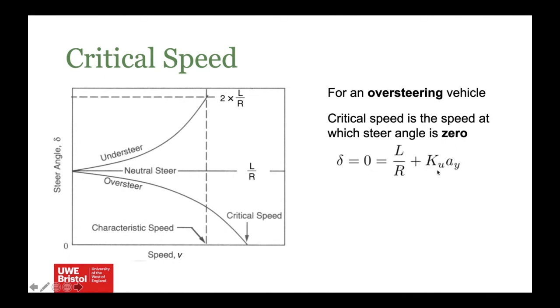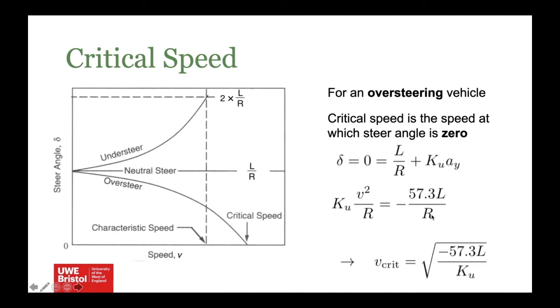So clearly this term has to equal minus L upon R, because that plus this must equal 0. So KUAY equals minus 57.3 L upon R. So your critical speed is going to be minus 57.3 L over KU.